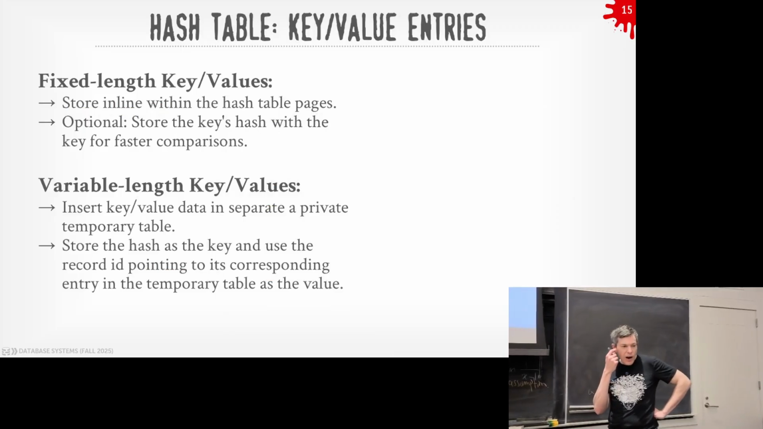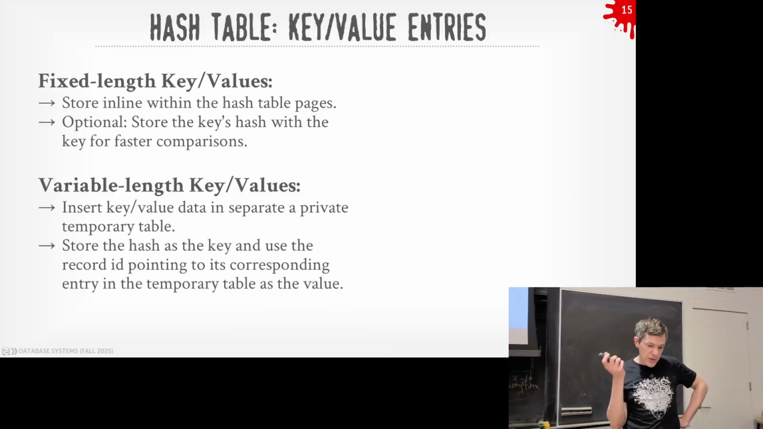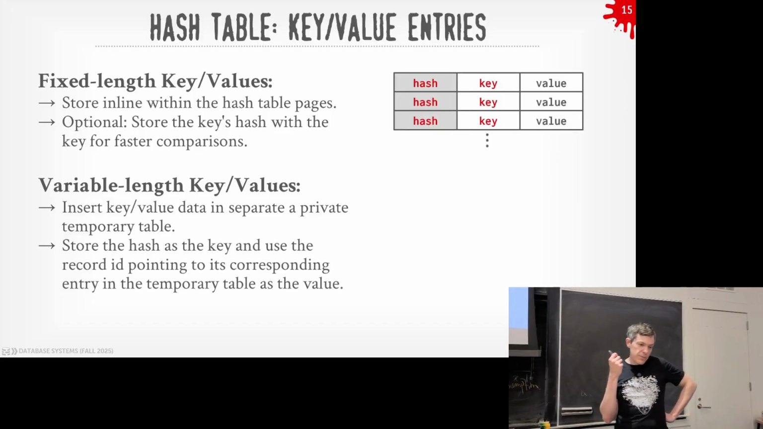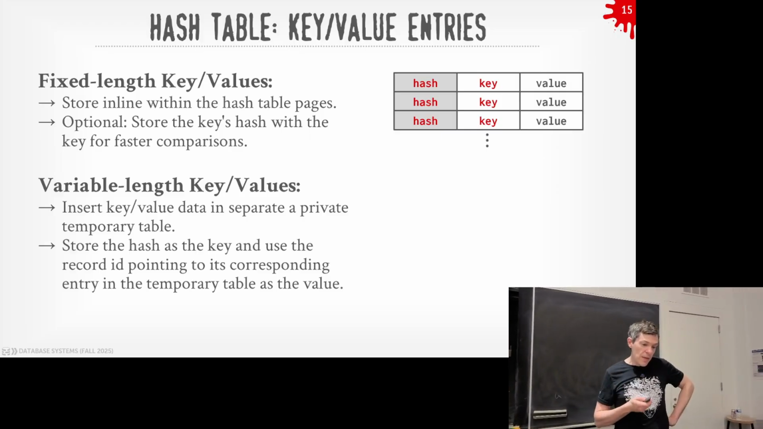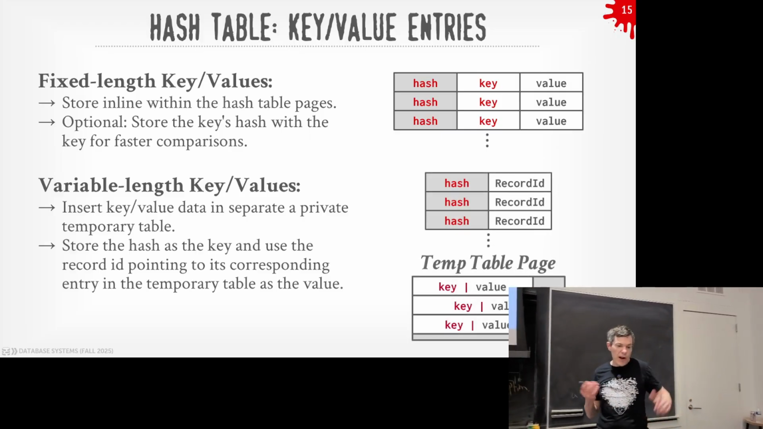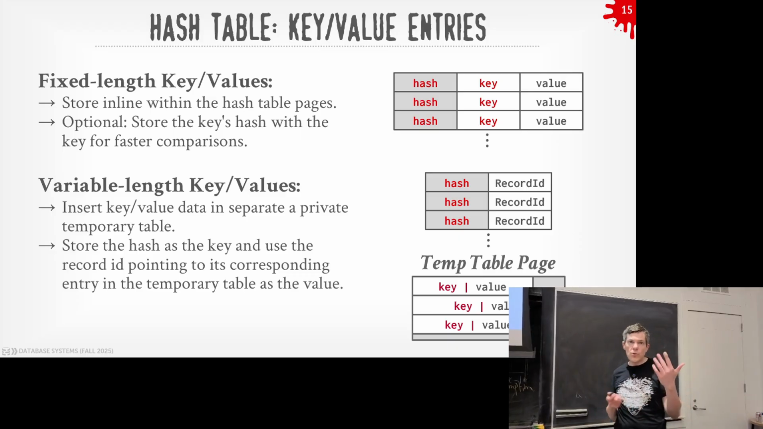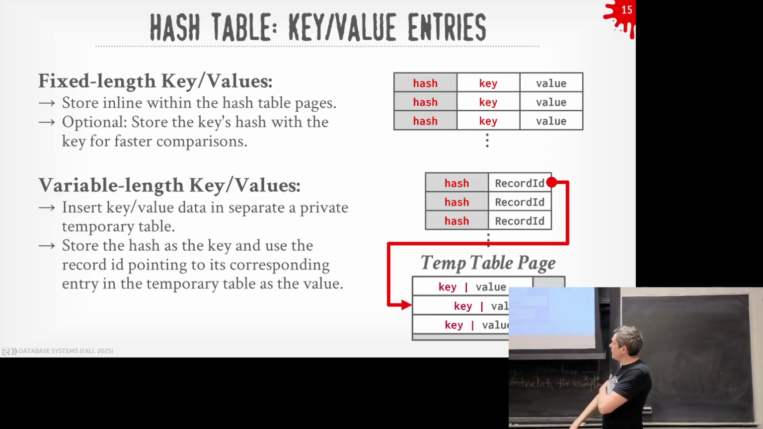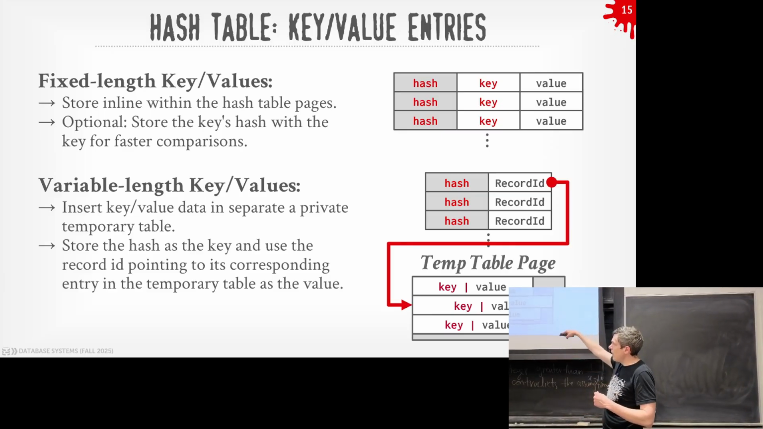All right, so if our data is small and fixed length, we just store it in the hash table itself. If our data is variable length or too big, then we'd basically store some kind of record ID or a pointer to a temp page, and just have the data we want be chucked in there.